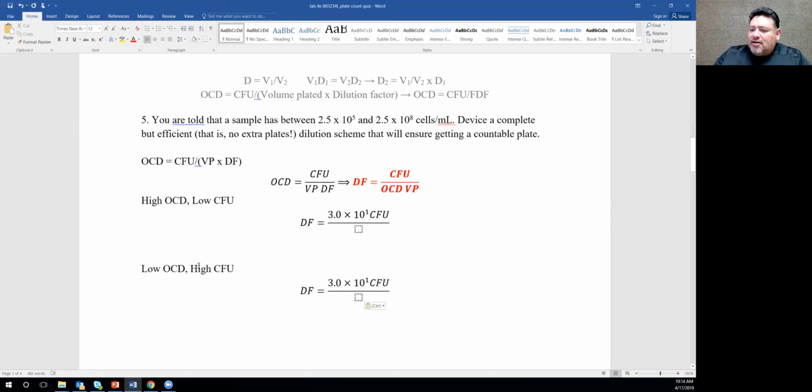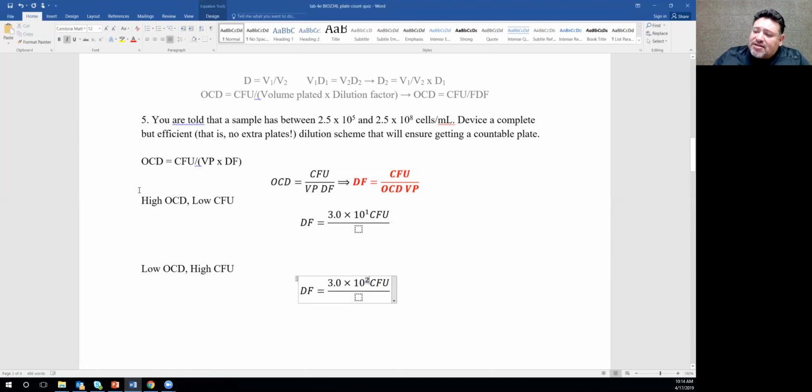Okay. This one is high CFU. So if this is 30, then this one should be 300. So it's going to be 3.0 times 10 to the second. There, that's done. Now we have to do original cell density.